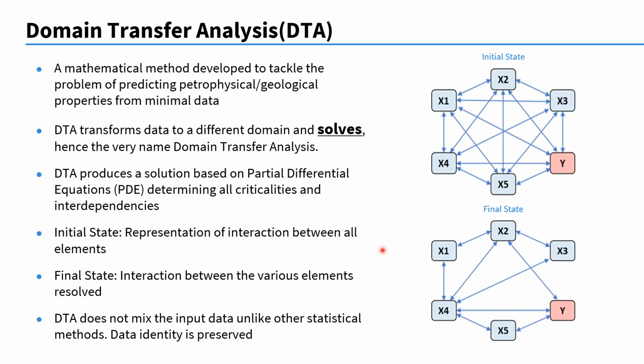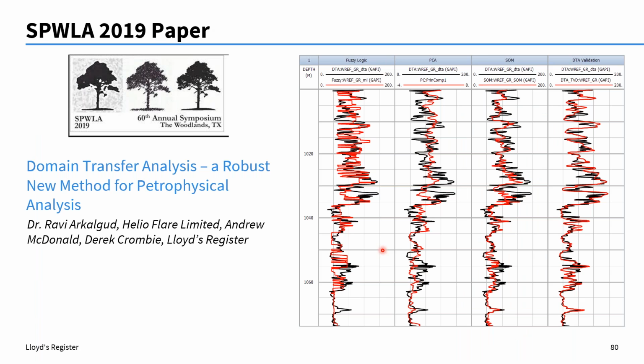DTA does not mix the input data, and this is a difference from the previous modules that I showed you, compared to multilinear regression, fuzzy logic, and neural network. So the data is preserved. All the data is preserved. Now, LR presented a paper with this methodology last year at the SPWLA. It's called Domain Transfer Analysis, which is a robust method for petrophysical analysis.